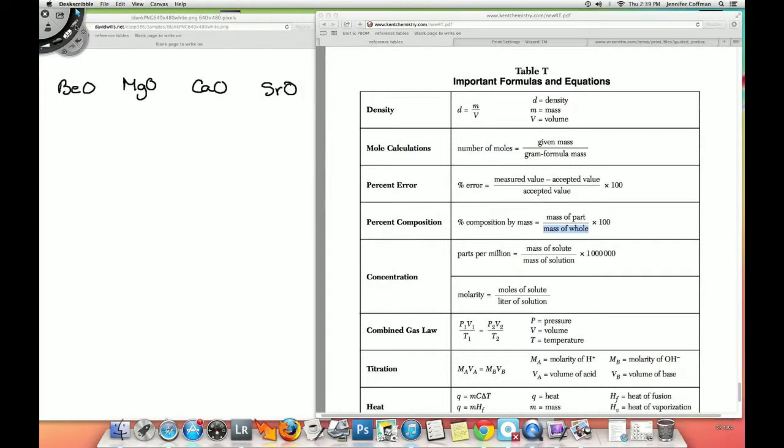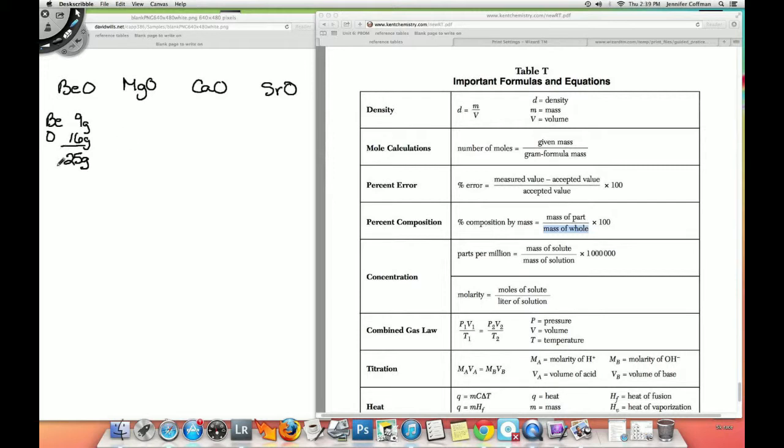Be has a mass of 9 grams per mole. For space's sake, I'm not going to write the units in right now. We have oxygen, which is 16 grams per mole, and 9 plus 16 is 25 grams per mole. Okay, 25 grams. It just kills me not to write those units in.